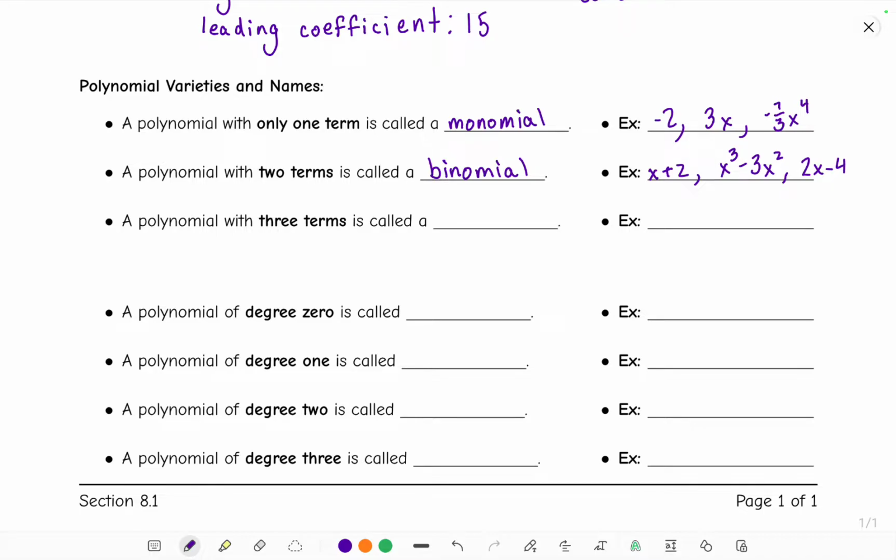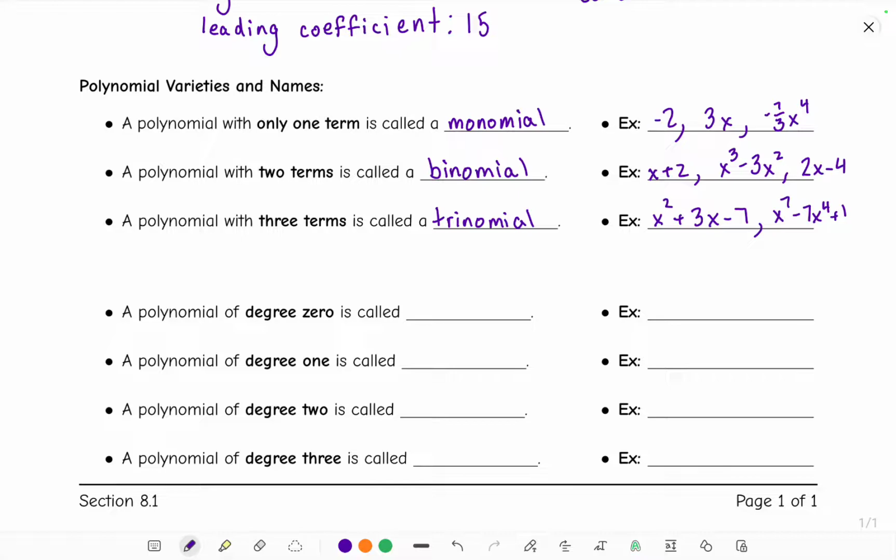And a polynomial with 3 terms is called a trinomial. So for example, x squared plus 3x minus 7, or x to the 7th minus 7x to the 4th plus 1. Those are 2 examples of what a trinomial is. There are names for beyond 3 terms, but after 3, most people just call anything with 4 or more terms just a polynomial.